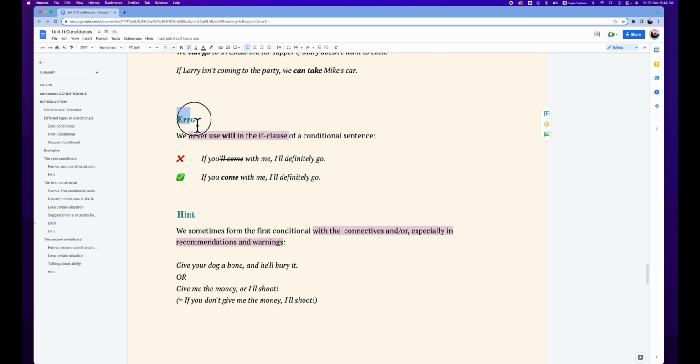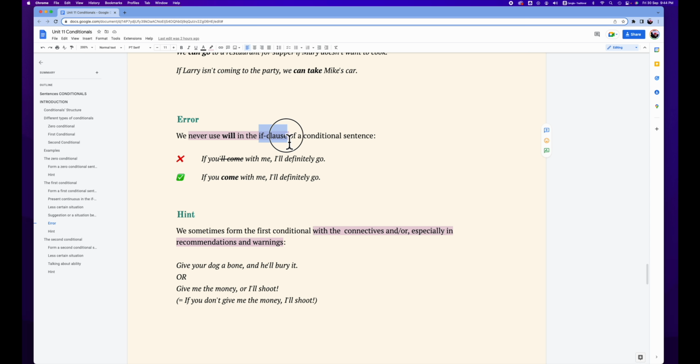There are some hints and some common mistakes that a lot of students could make, which is helpful to know when using first conditionals. Let's take a look. What are they? Common mistakes. We never use the modal verb will for the first part, part A, the if clause.